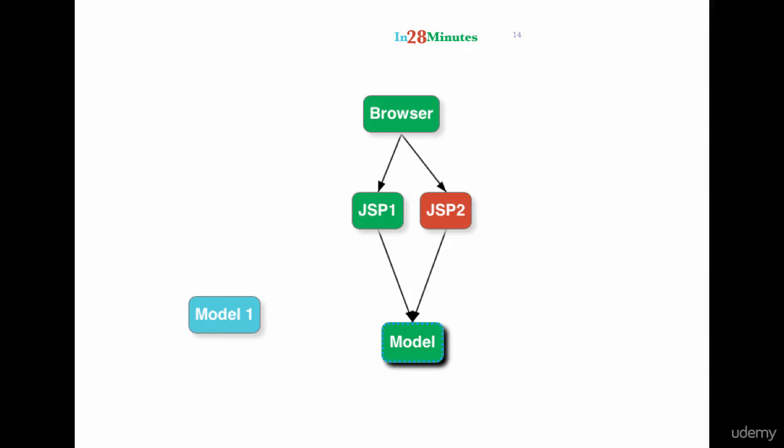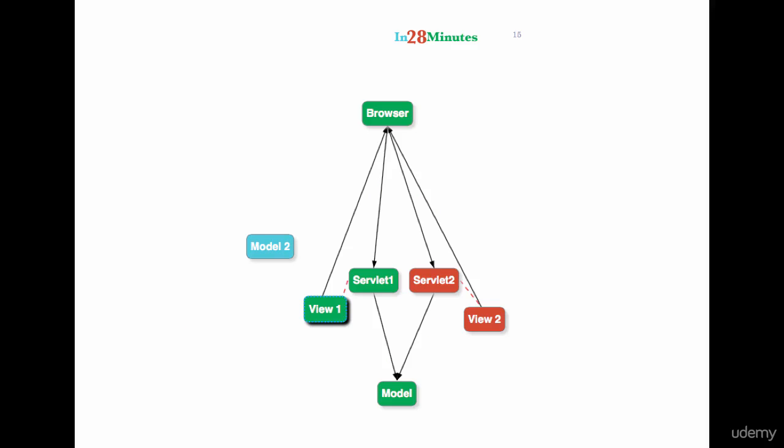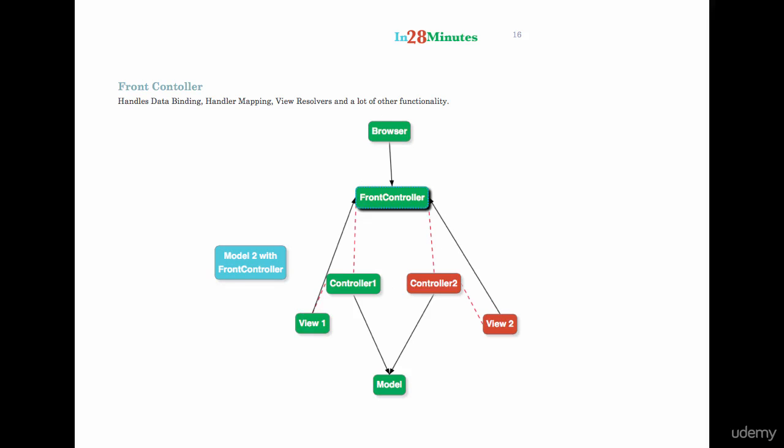We looked at the Model 1 architecture where there were only JSPs and JSPs became huge. And then we looked at Model 2 architecture where the request directly went to different servlets at different points in time. And the last thing which we looked at was Model 2 with front controller, where all the requests from the browser first go to a front controller, and the front controller then decides which controller to call.